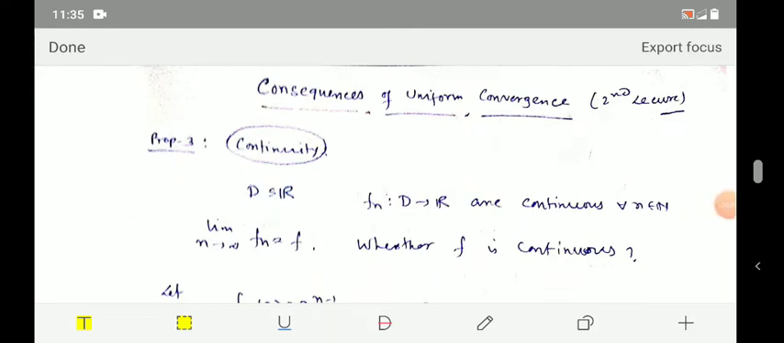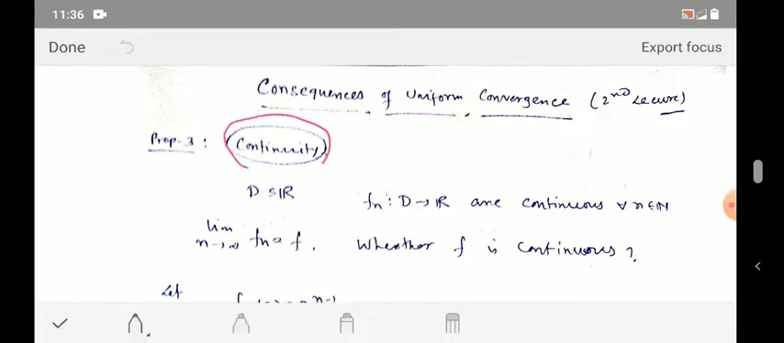Okay, in the last lecture we have studied two properties of a sequence of functions, that is boundedness properties and term by term limiting properties. Now I am going to the third property, that is continuity. Continuity of a sequence of functions.